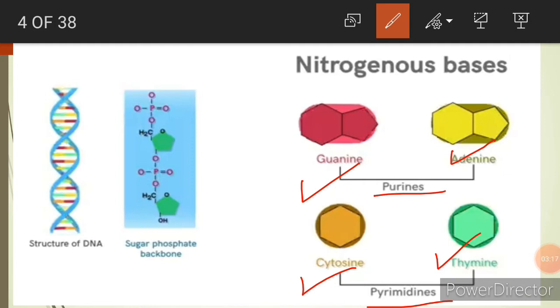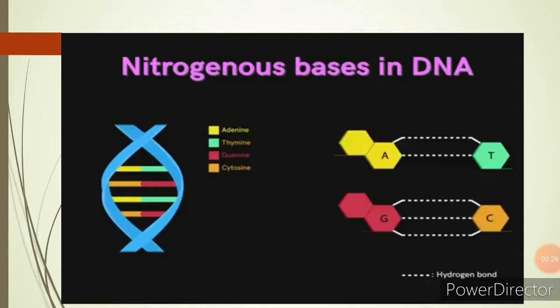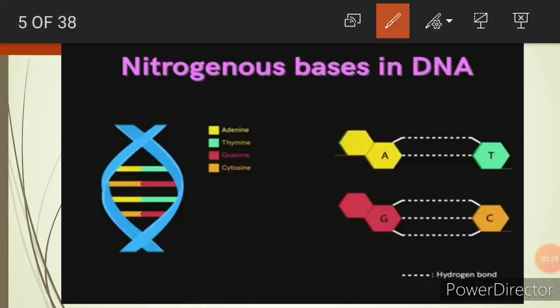So can any purine bind with any pyrimidine? Answer is no. Adenine always binds with thymine, while guanine always binds with cytosine only. These molecules are bound with each other with the help of hydrogen bonds.